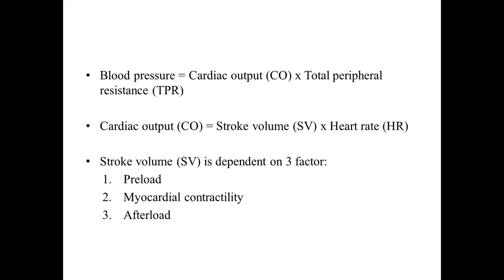Because in volume overload, we don't just need to generate more contraction, but we also need to provide more space for the extra preload. And so for that reason, dilatation here is required from the start, because there is more preload. So the heart has to adapt to this extra preload by dilating the ventricular chambers. If dilatation doesn't happen, where will the extra load of blood go? It will go backward, to the pulmonary veins and the systemic veins, and the patient will be symptomatic.